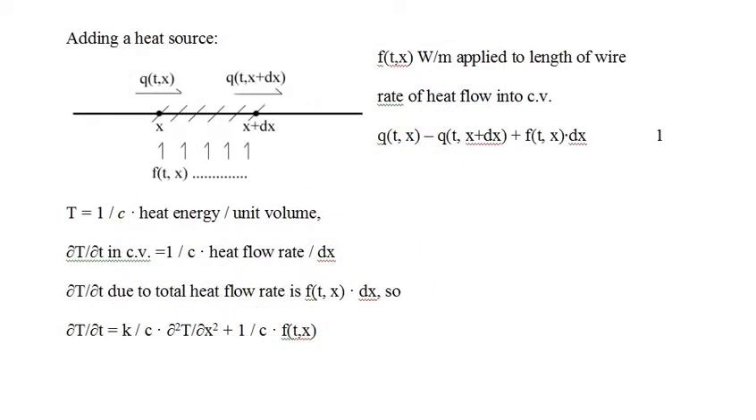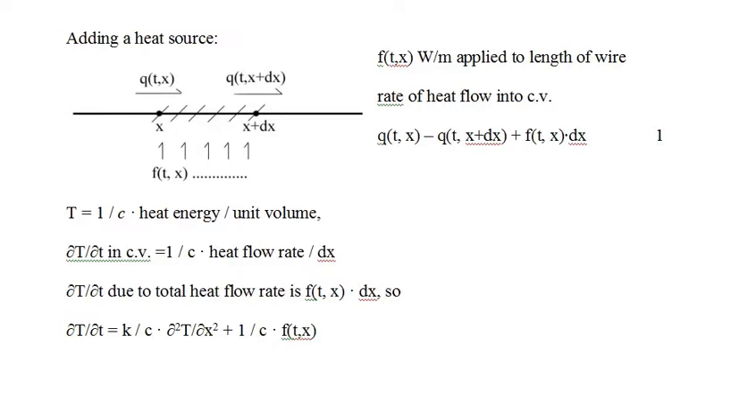Now we want to add a time-varying heat source to the model. The heat source supplies heat energy to the wire measured in watts and is represented by a function f of time and position. The units of heat energy applied to a one-dimensional volume are watts per meter. So the rate of heat energy supplied to the control volume is f of t comma x times dx.